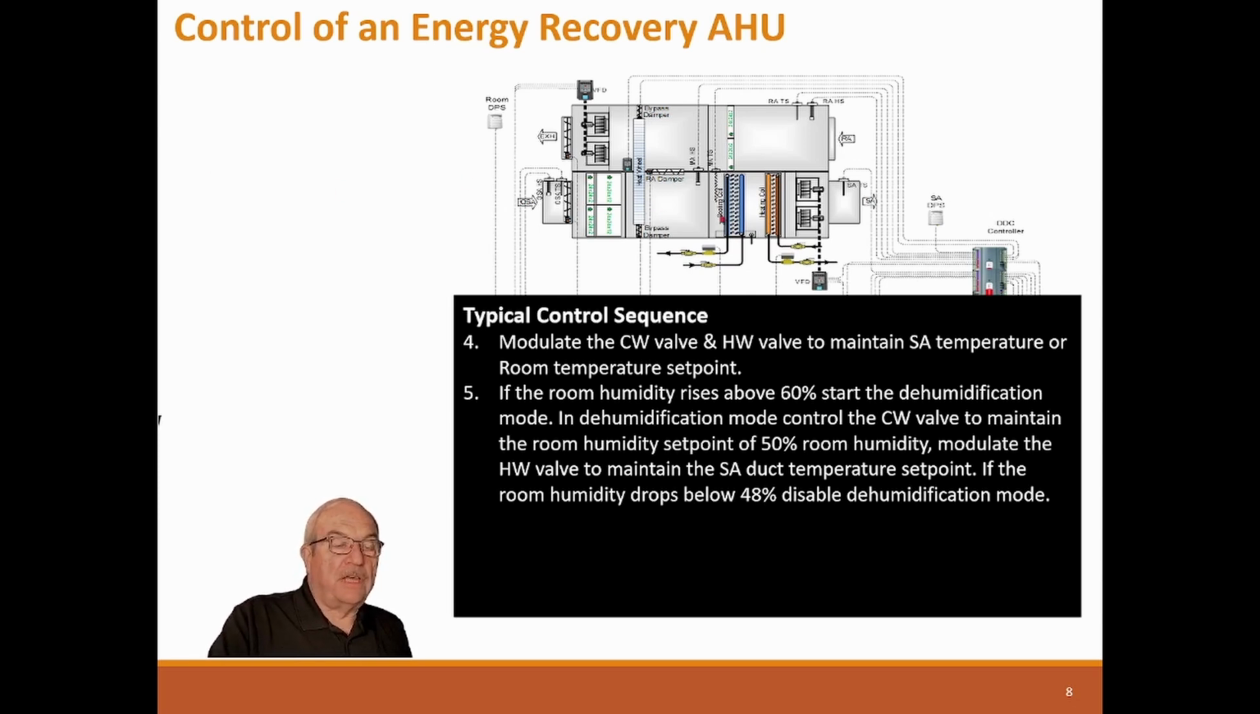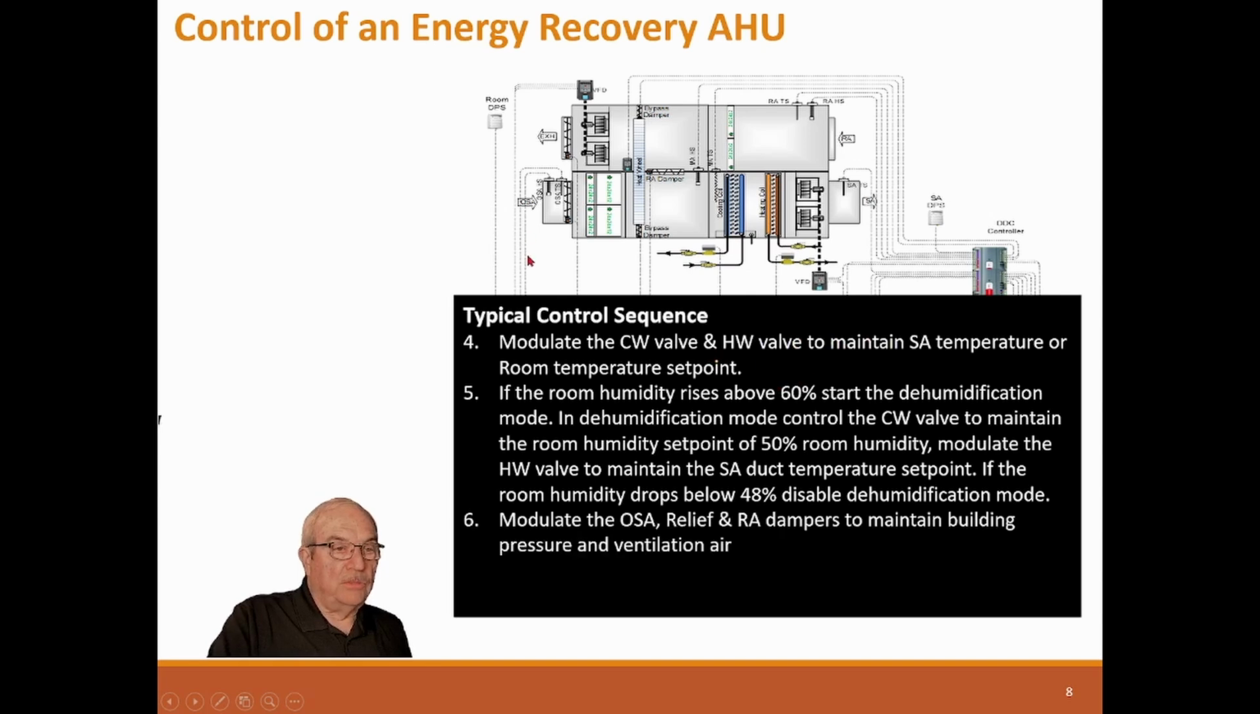So basically, standard dehumidification, this gets really cold to drop moisture out of the air, and then we reheat it with this coil so we don't freeze people in the space. So standard dehumidification mode, once it gets below 48%, we turn it off, go back to normal heating and cooling mode. Modulate the outside air relief and return air dampers to maintain building pressure and ventilation air. So it's not actually an economizer, but we got 100% return air exhaust, we got 100% makeup air, and we just vary the difference between the two to set the building pressure.